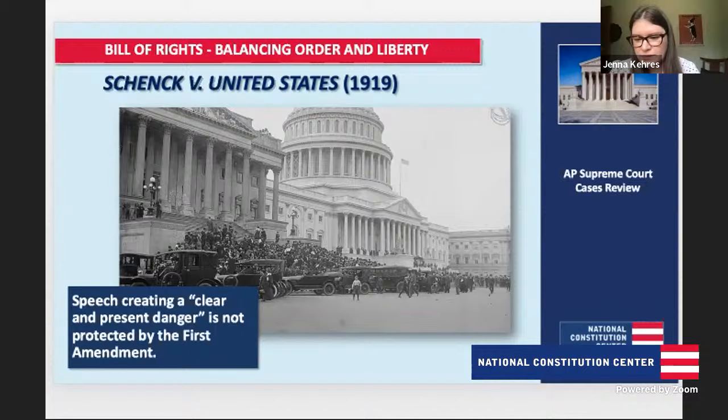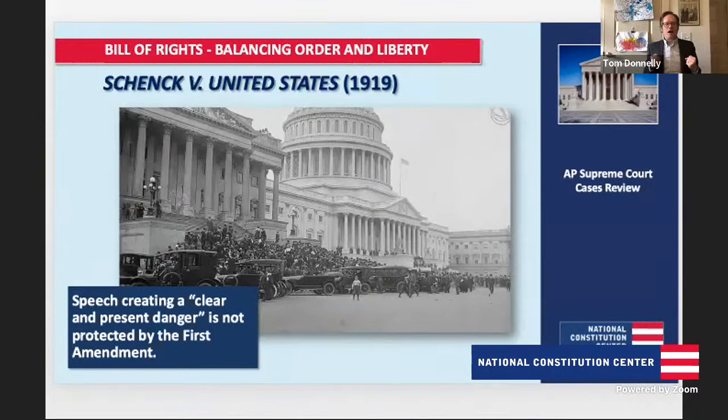Sure. So we're going back in time to the World War I context. And so the defendants here were mailing printed circulars designed to obstruct the military draft. And so what happens is they're charged under the Espionage Act of 1917.